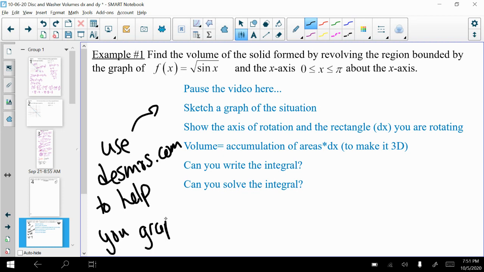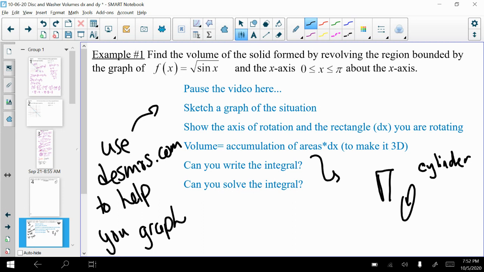Don't think you have to do that all on your own. Draw a really good picture. Show the axis of rotation, show your dx that you're rotating, and then let's write our volume. And remember, we're dealing with volume since we're taking this little rectangle and rotating it around. We're creating these little tiny cylinders, because they're like little tiny discs, right? Little tiny circles with a small thickness. And then solve the integral.